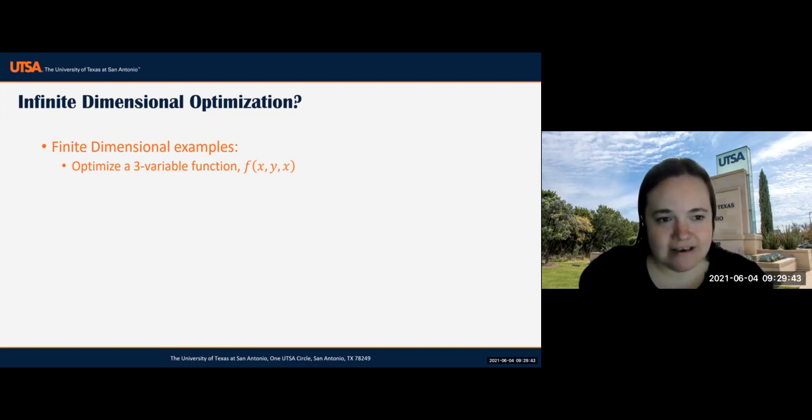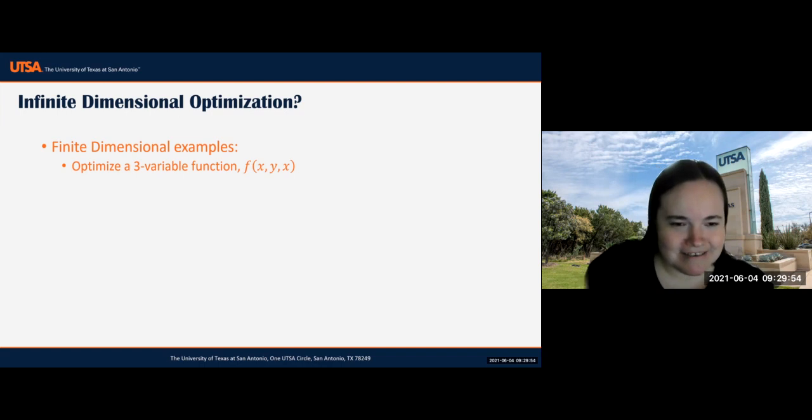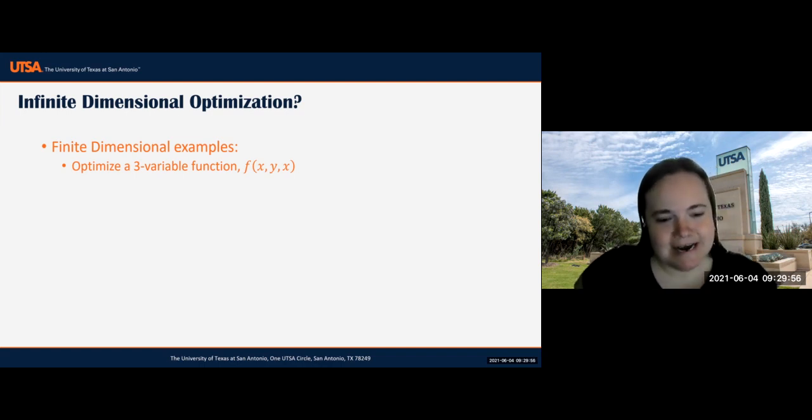Optimizing a 3-variable function is a finite dimensional problem. Even when it's x, y, z, this has 3 variables that we're optimizing. And even if those variables might be over a continuous space, so in some sense you could think of that as an infinite possibility, we call this finite dimensional. There are 3 variables that we're trying to optimize.